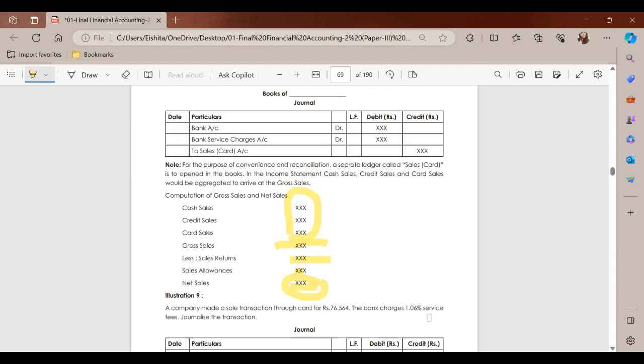Do illustration 9 and ask any questions, if any. A company made a sole transaction through card for 76,564. The bank charges are 1.06% service fee. Journalize the transaction. I will give you 3-4 minutes to do the transaction.